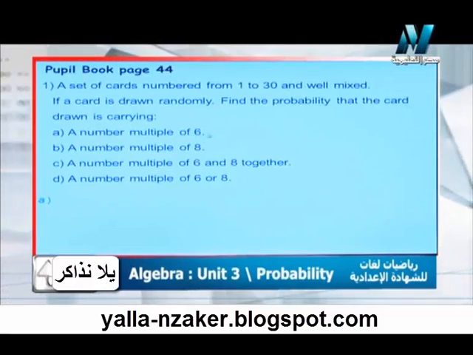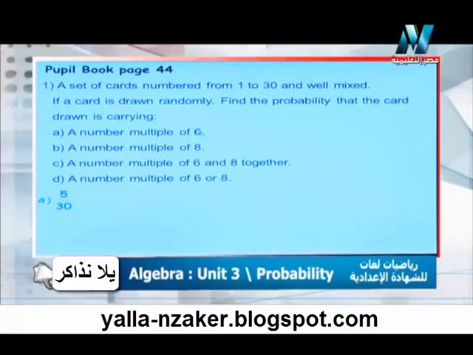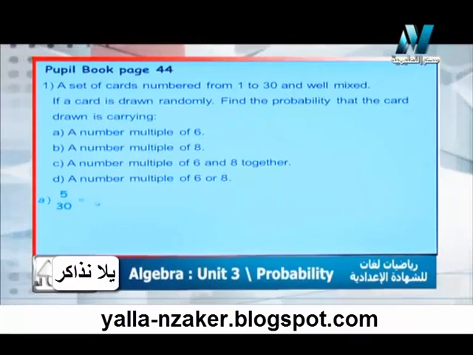How many numbers do we have? Actually we have 5 numbers, so 5 over 30 and its simplification is 1 over 6.